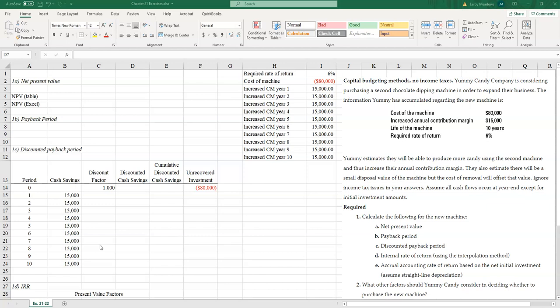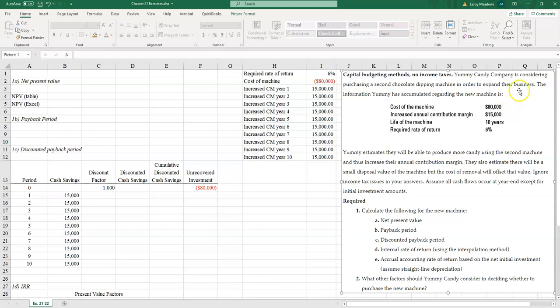In this session, we're going to work on exercise 21-22 from our cost accounting book dealing with capital budgeting methods. So let's go ahead and get started here. This is exercise 21-22 at the end of your chapter. So let's go ahead and read the problem here.